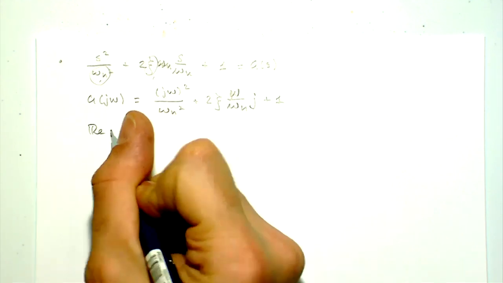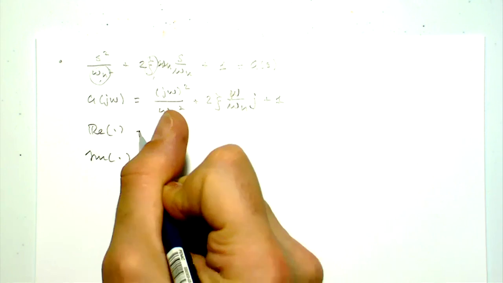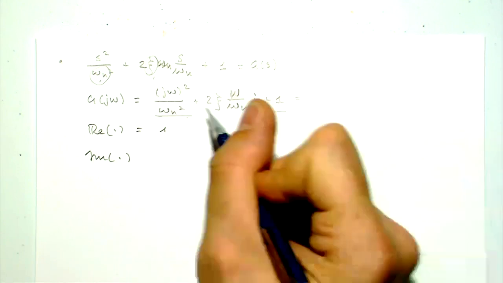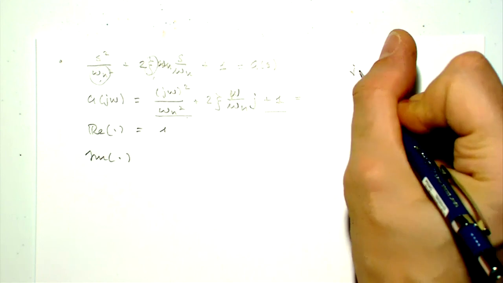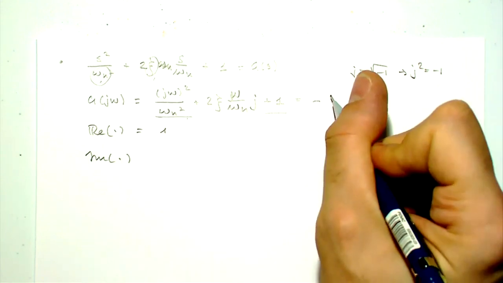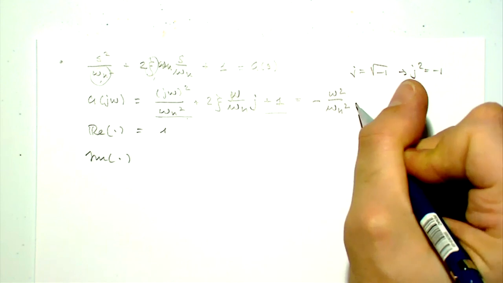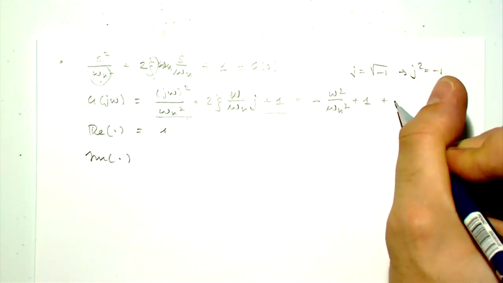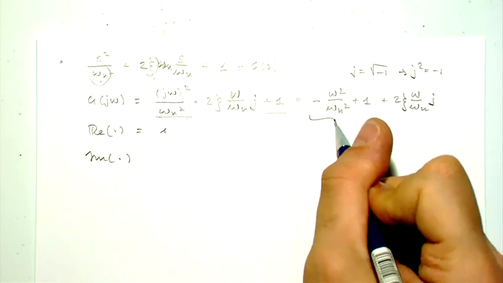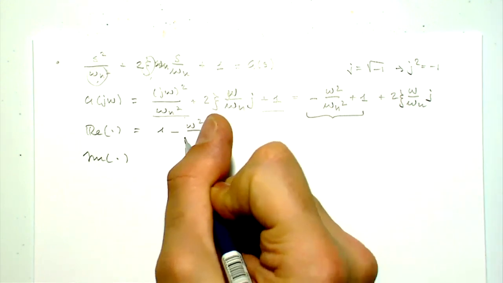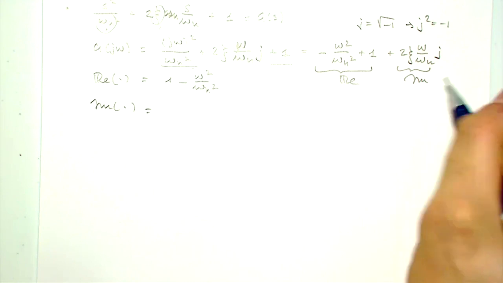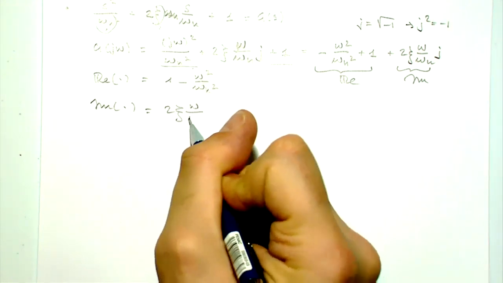So who's the real part? And who's the imaginary part? Well, the real part is this and this. So this is re-expressible as j square, and you remember, of course, that j is the root of minus 1, so j square is equal to minus 1. So this is minus omega square over omega n square, plus 1, plus 2 zeta omega over omega n j. So our real part becomes 1 minus omega square over omega n square. And the imaginary part is, of course, the coefficient here, 2 zeta omega over omega n.